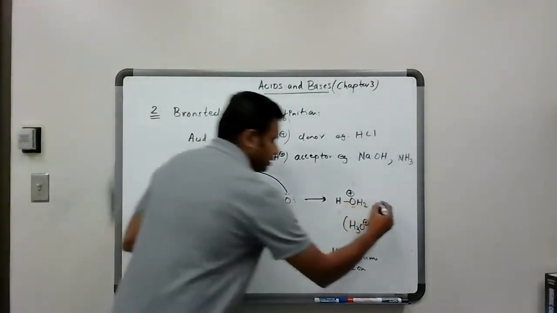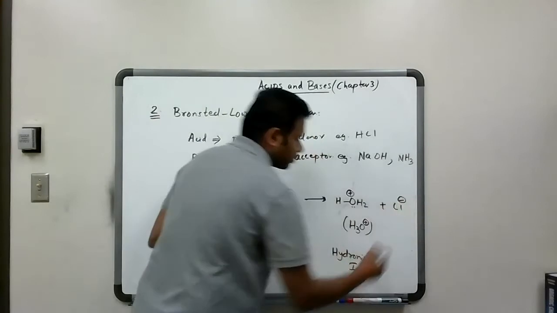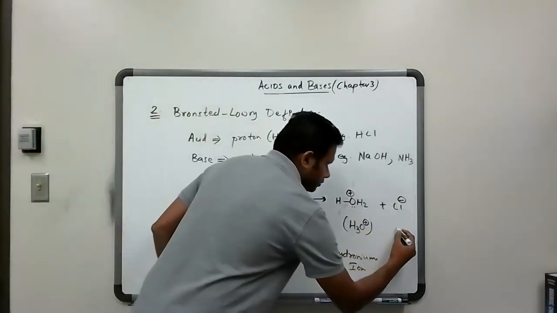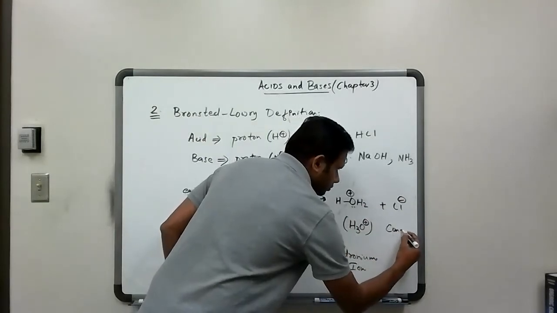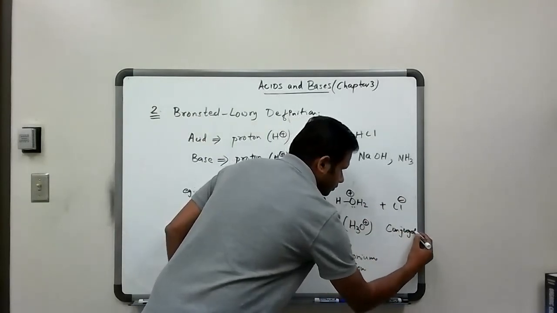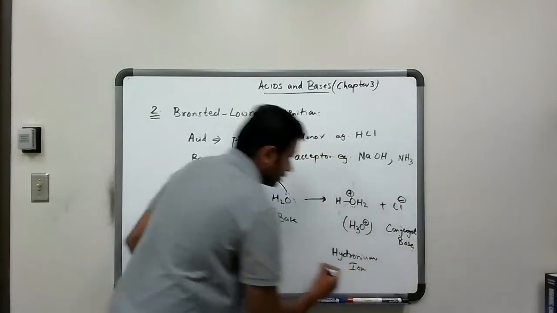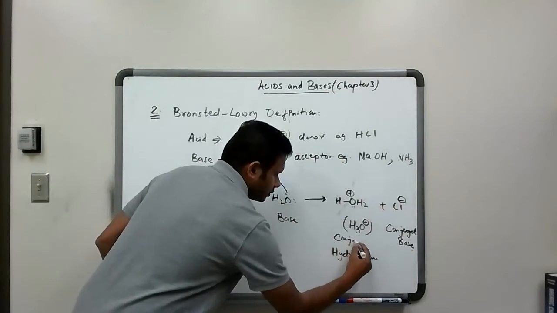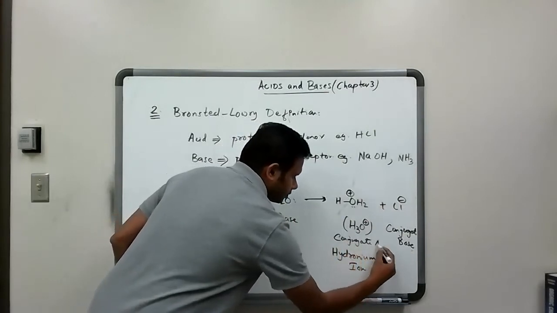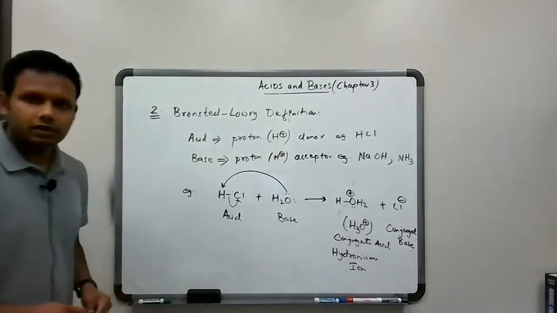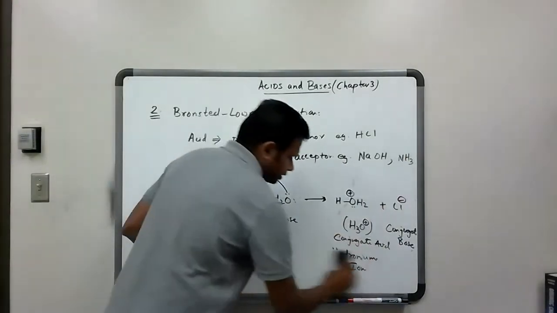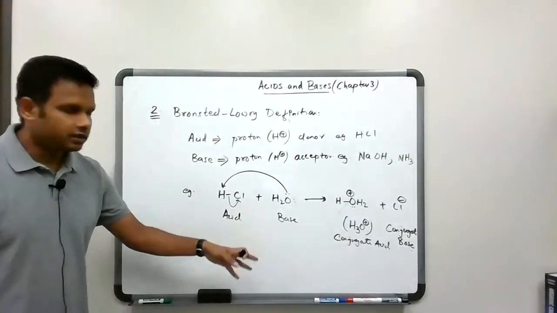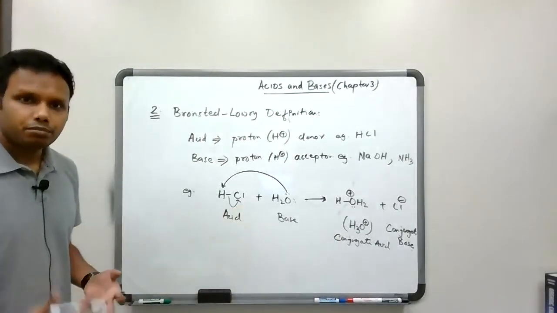Okay, and plus we will get chloride. So when the acid loses its proton, it will give you the conjugate base. And when the base accepts the proton, it will give you the conjugate acid. Okay, so the H3O plus here is the hydronium ion. So this is an example where the water acted as a base.